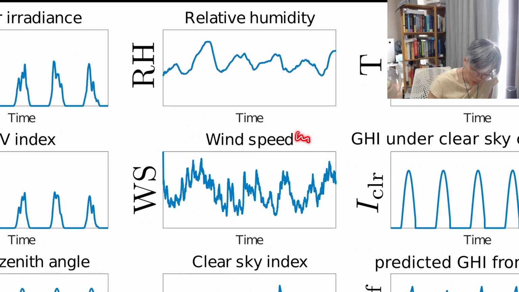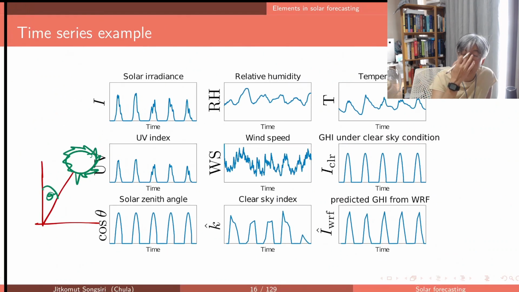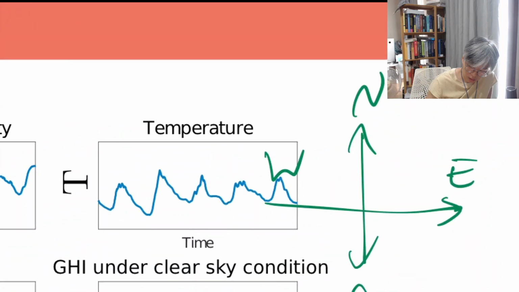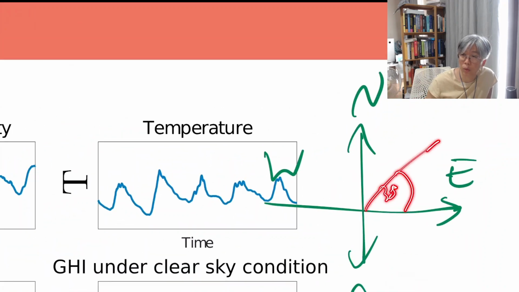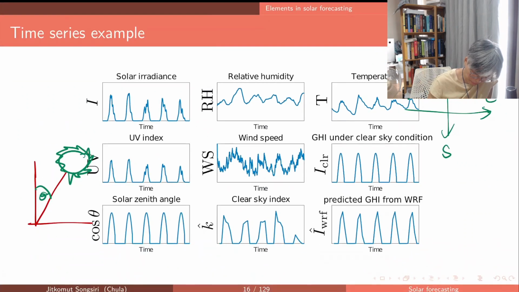Wind speed is typically offered in meters per second, and also comes with the direction that is given in degrees. I'm not sure about the reference axis, but you have north, south, east and west. They may define an axis, and they can say that the wind direction is 30 degrees with reference to this direction.